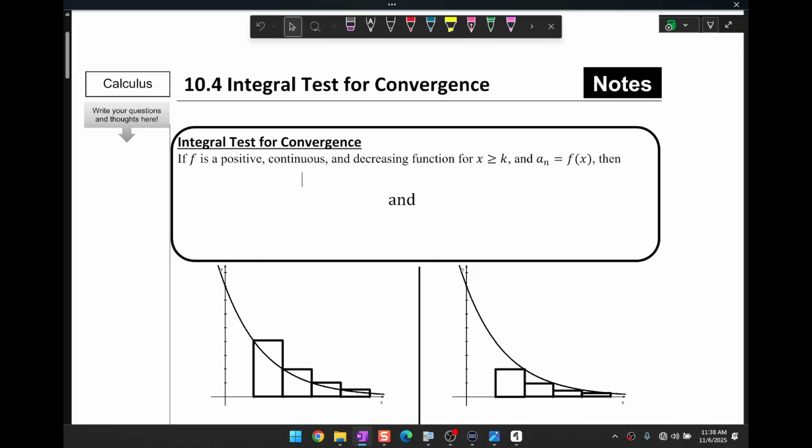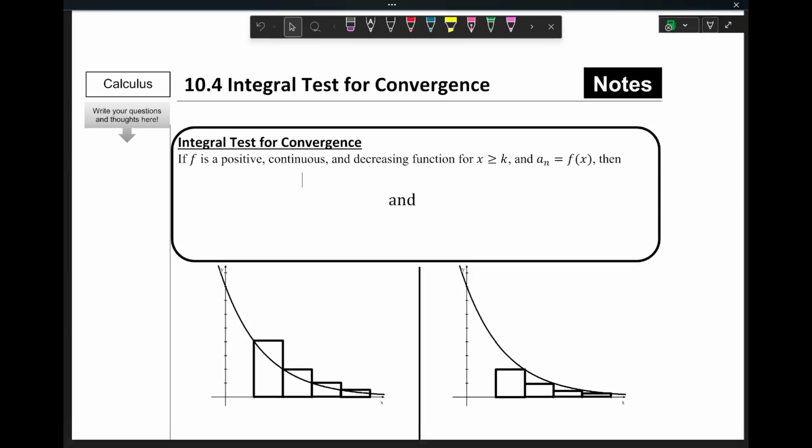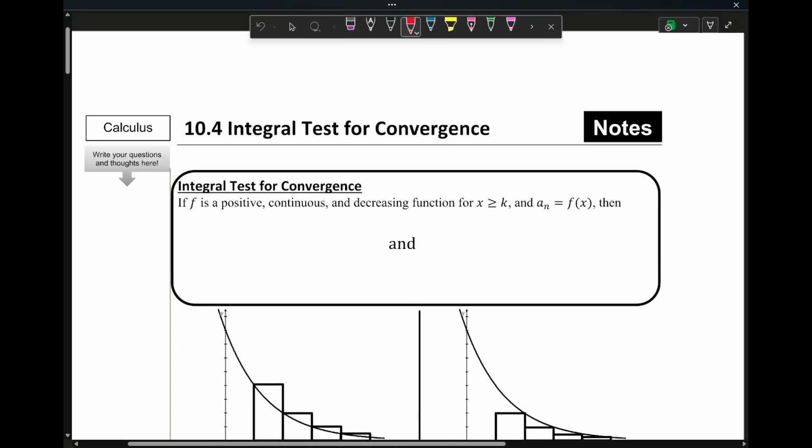But really, for this test, you need to know when you can use it. To use the integral test for convergence, your function has to be positive, continuous, and decreasing. And then you need to add some words here: over the long run.